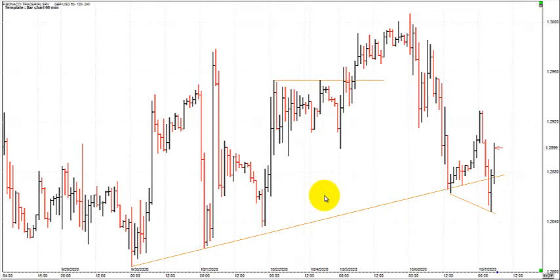Okay, this is a live trade. It is 8:50 a.m. Eastern on Wednesday, October 7th, and we're looking at the pound dollar. So this is the pound dollar. Pretty interesting price structure here. This is a 60-minute chart.